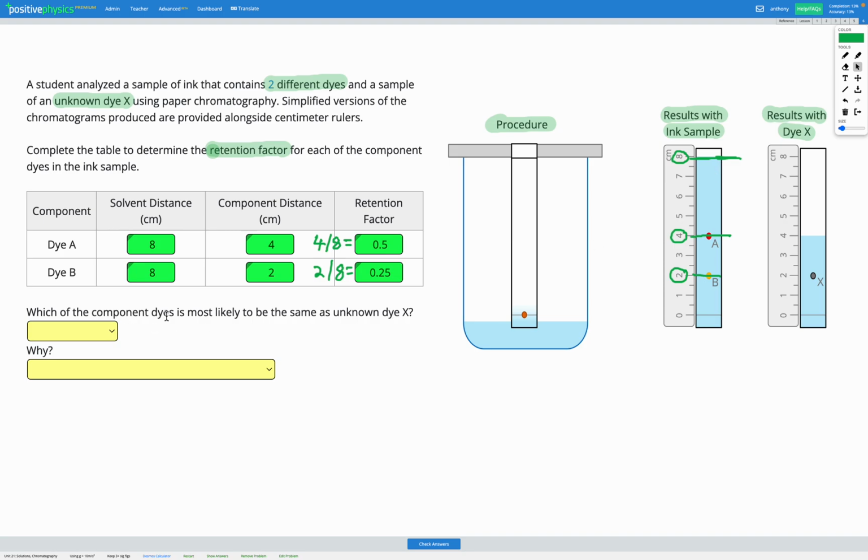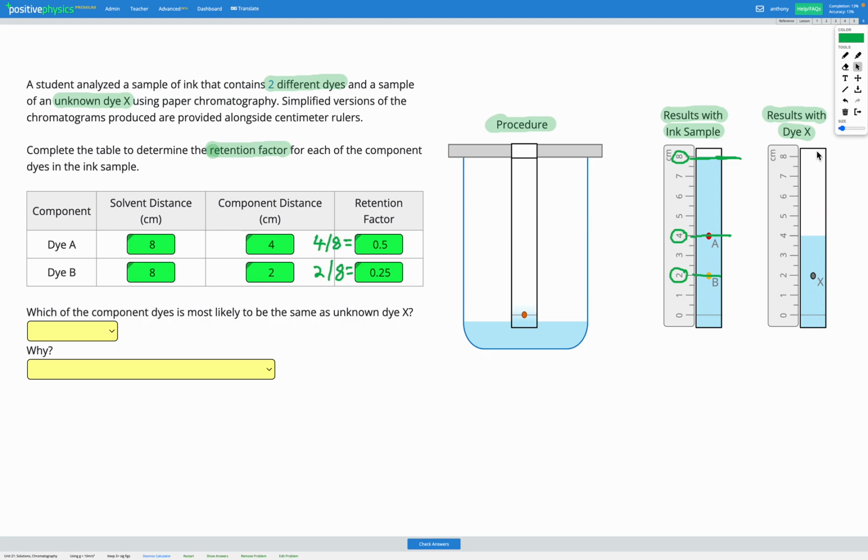Our last step is to compare our results with dye X to the results with the ink sample to determine which of these component dyes, A or B, is most likely to match up with dye X. Now, at first glance, you might think, well, dye X went to 2 centimeters, dye B went to 2 centimeters, so they're probably the same. However, the water went to a different level.